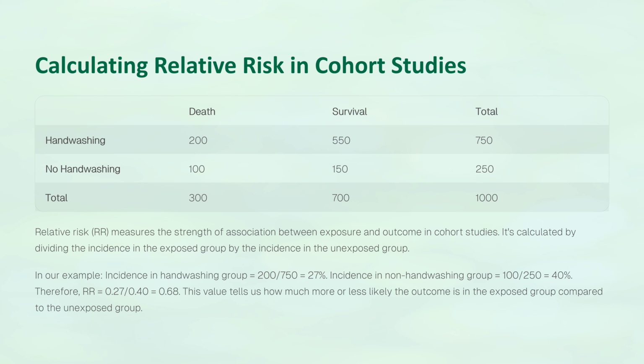In our example here, the incidence of the hand washing group would be 200 over 750 because there's 200 deaths and a total of 750 that wash their hands, so 27%. And the non-hand washing groups would be 100 over that 250, 40%. And therefore, you take those two statistics and divide them. 0.27 divided by 0.4 to get 0.68. And this value is what we use to interpret the results from the study.